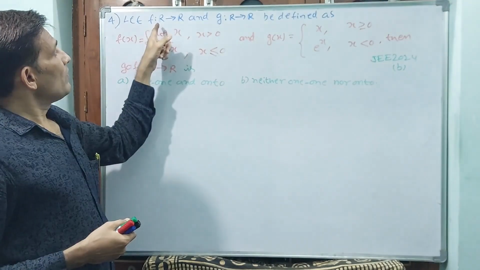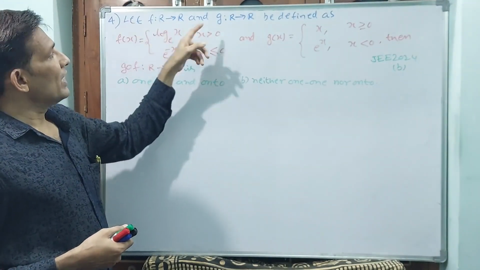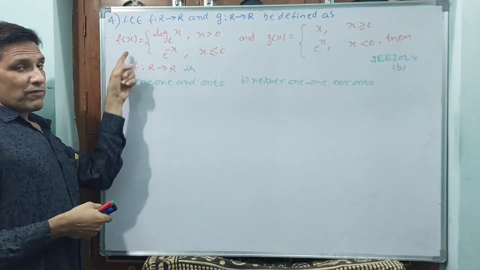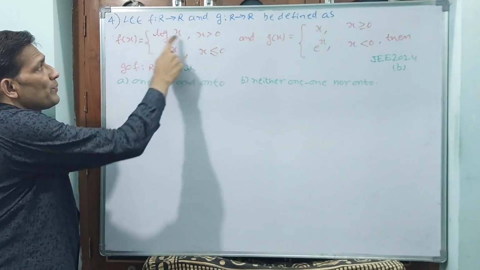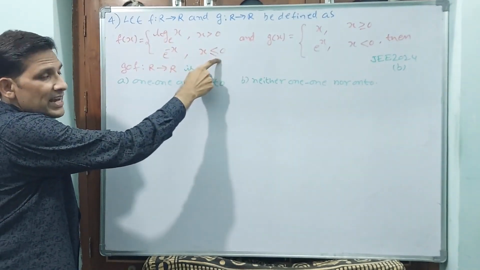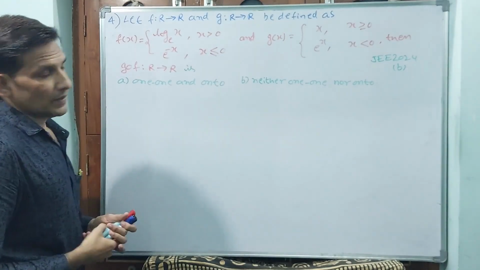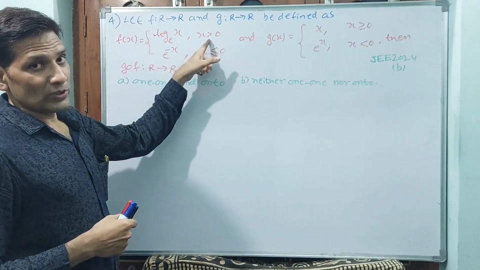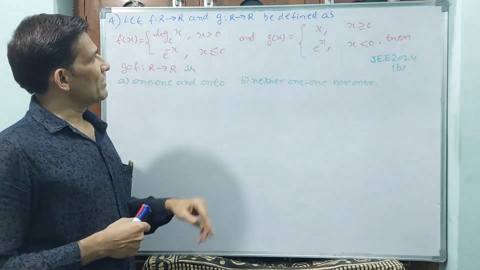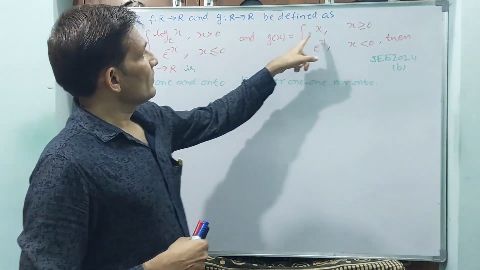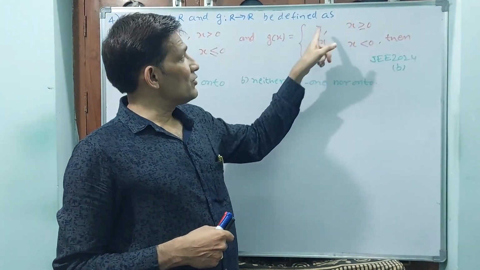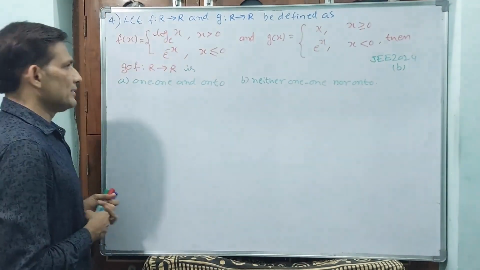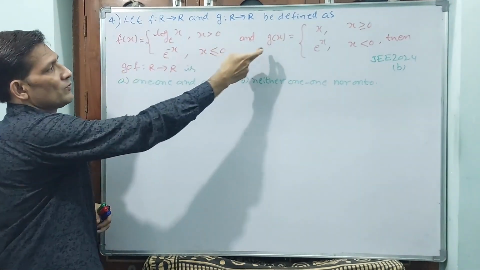Let f be a function mapping from real numbers to real numbers, R to R, and g also a function from R to R, defined as follows. Carefully observe: f of x is log x if x is greater than 0, and e power minus x if x is less than or equal to 0. Why? Because you cannot give 0 to the log, that is why we are giving greater than 0 here. You know that very well. g of x is x if x is greater than or equal to 0, and e power x if x is less than 0. Then g of f.